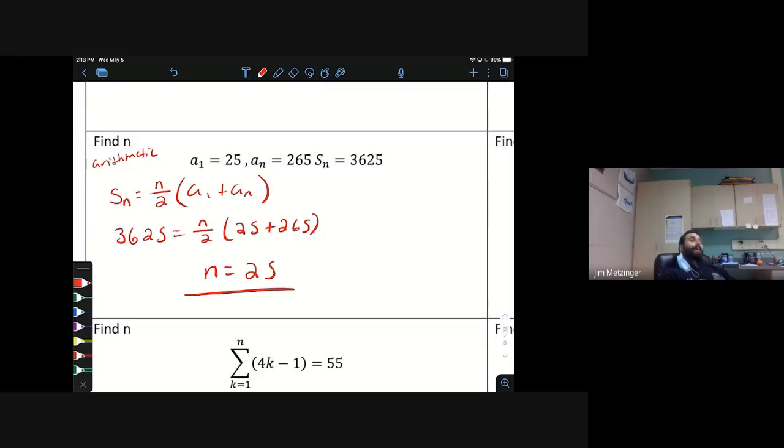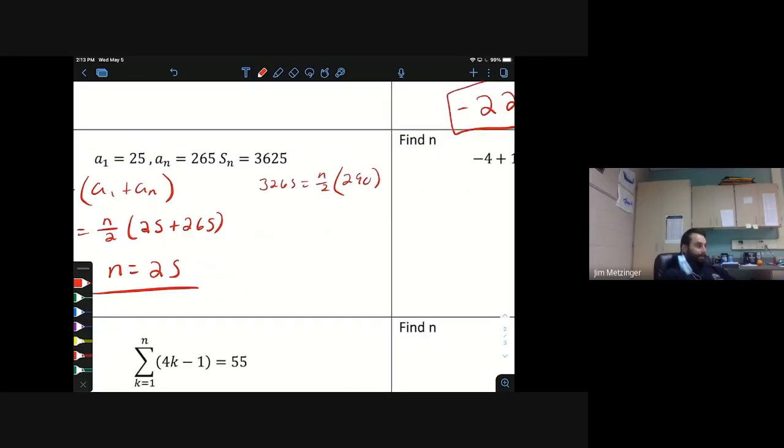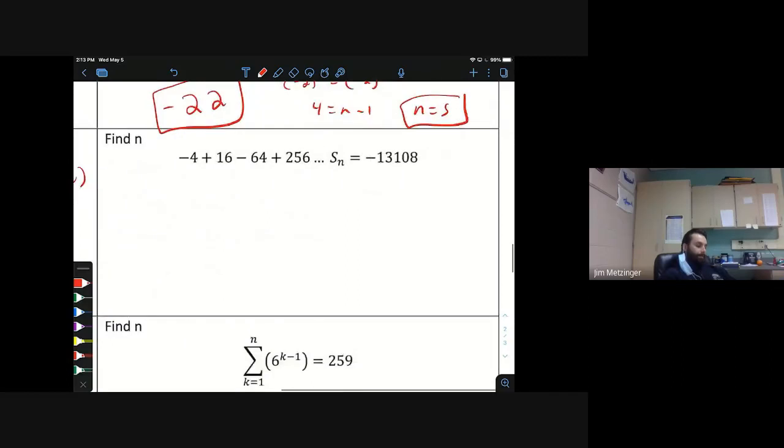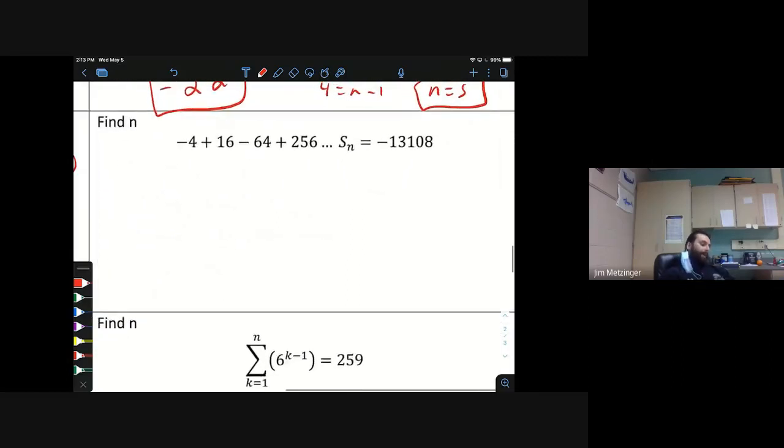What? You can't type that in like that. You got to solve for n. 3625 is equal to n over 2 times 290. Multiply 290 by half and then divide 3625 by it. Man, let a little algebra equation take you down like that? With the calculator. All right, I'll let you redeem yourself. Find n for this one.